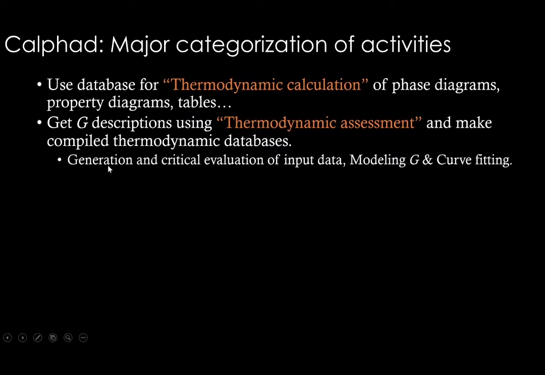This involves three major activities: generation and critical evaluation of input data. This is any data that is related to Gibbs energy. Then modeling the Gibbs energy, and then fitting the model to the input data. That is the curve fitting part. So once we do this, we get the Gibbs energy description. We'll see more about these things in future.